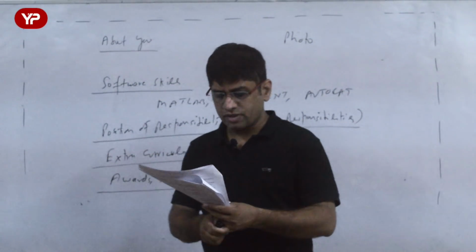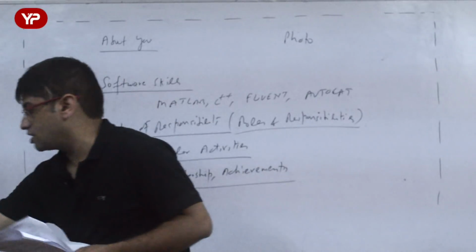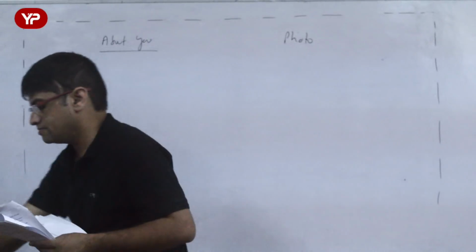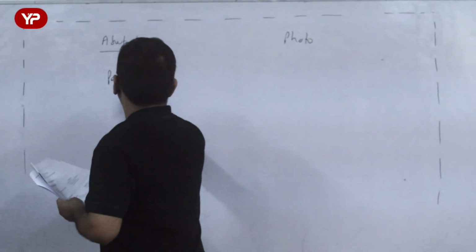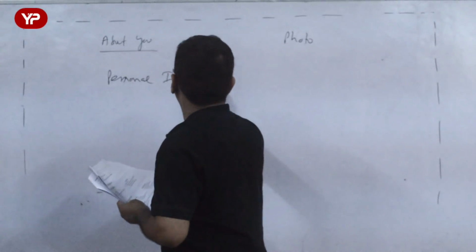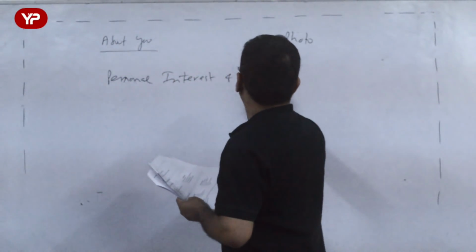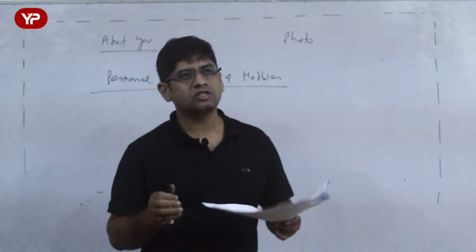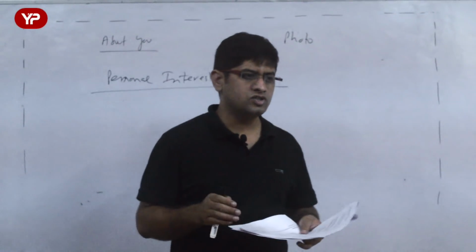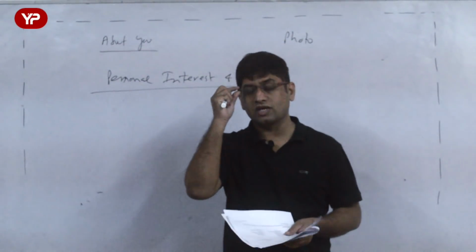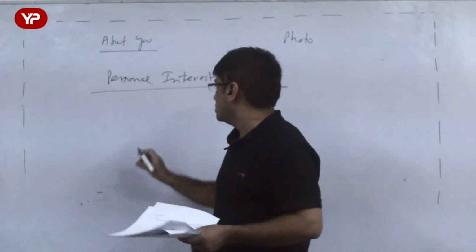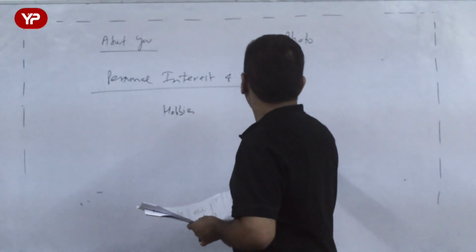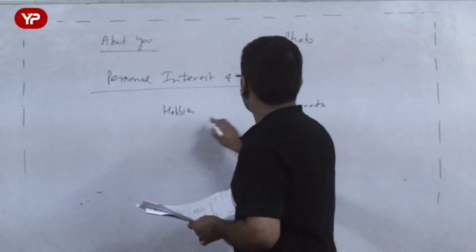Next column can be, let's say, personal interest and hobbies. Now see, interest and hobbies are different. Hobby is something which you pursue regularly. Interest is something which you will pursue if you get time. You may not be pursuing it regularly, but you will pursue it if you get time. So what you can do is you can make a column. Here you can write hobbies and here you can write interests. You can write that as a column only.